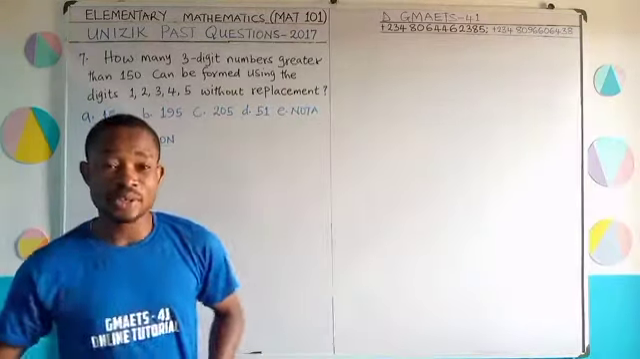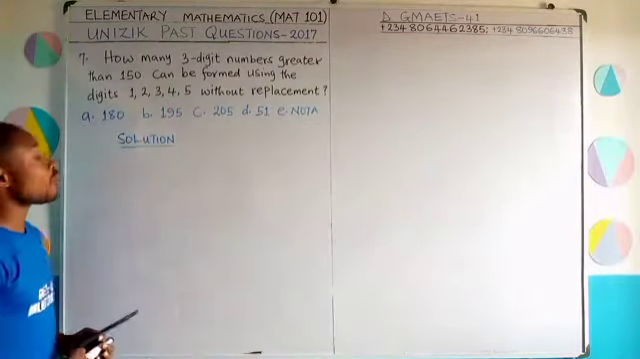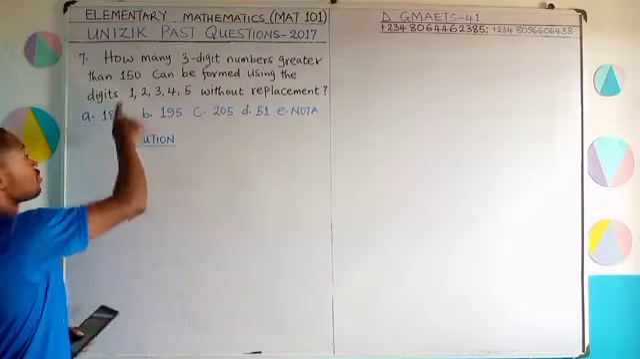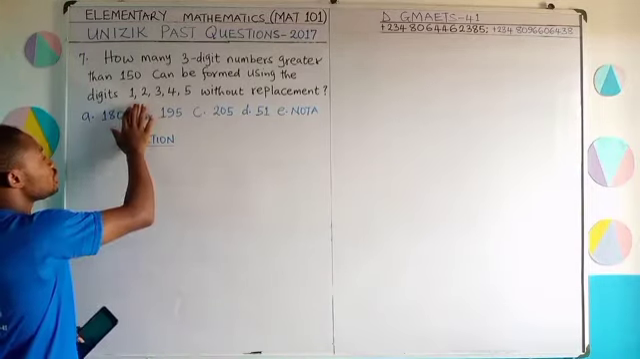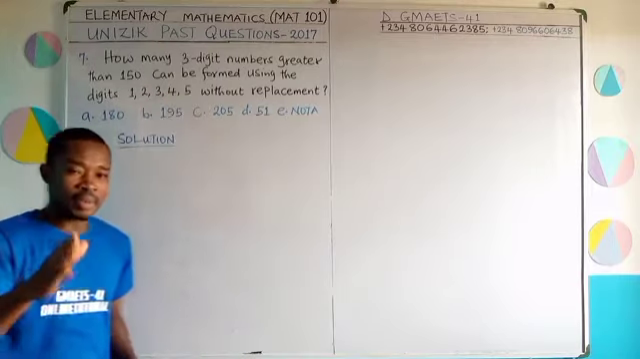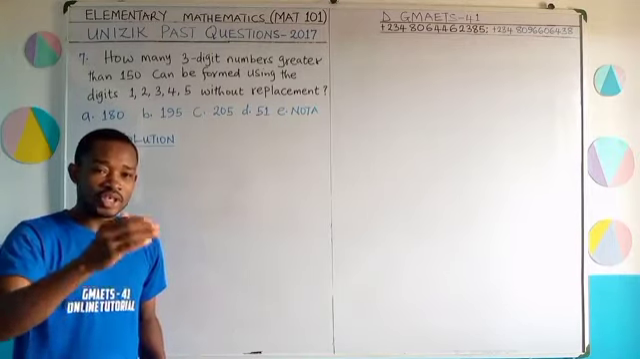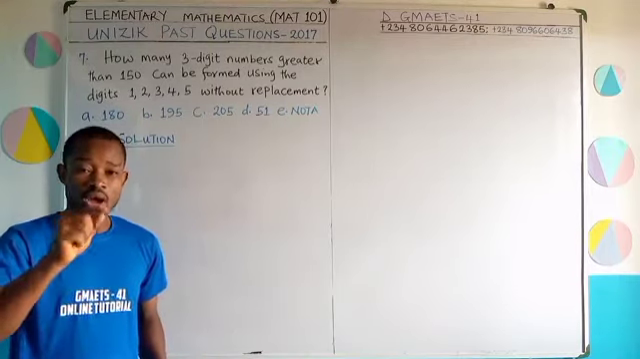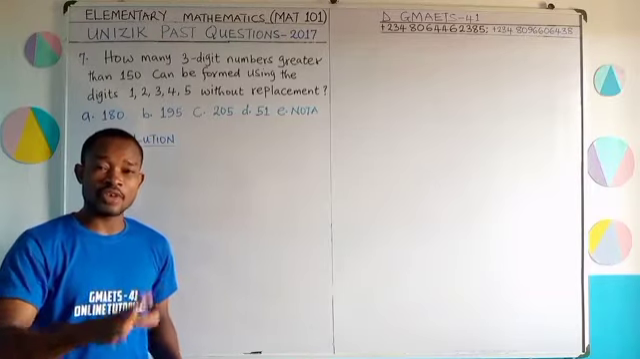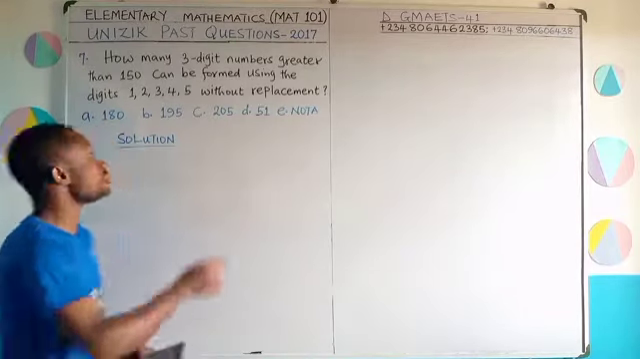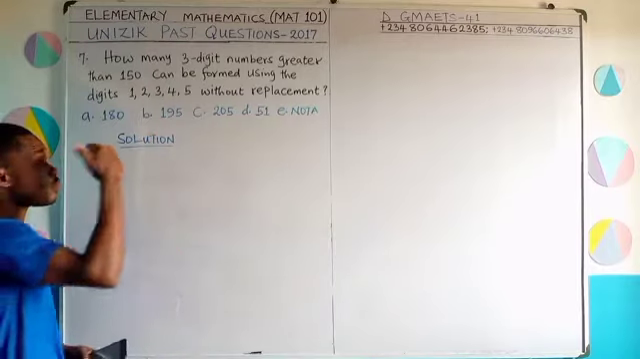Now what are we expected to do here? It is required that we form three-digit numbers that will be greater than 150, and we are to use the digits 1, 2, 3, 4, 5. So remember the condition: get three-digit numbers. The three-digit numbers are expected to be greater than 150. How many of these numbers can you get using these digits? That's the meaning of this question, without replacement.